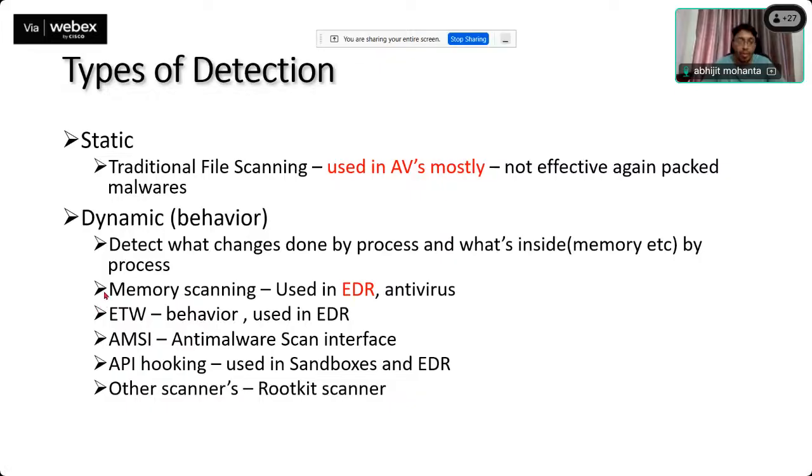But what is the drawback of memory scanning? It slows down the system very much. That's why it's rarely used. Malwares are able to evade it because, even though the feature is there, it's mostly not switched on many times. So that is the problem with memory scanning.